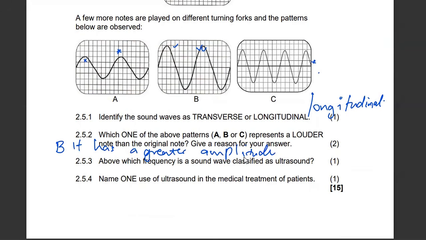Then 2.5.3, above which frequency is a sound wave classified as ultrasound? Now, for as long as the frequency goes above 20 kilohertz, or 20,000 hertz, then we know that that sound should be classified as ultrasound.